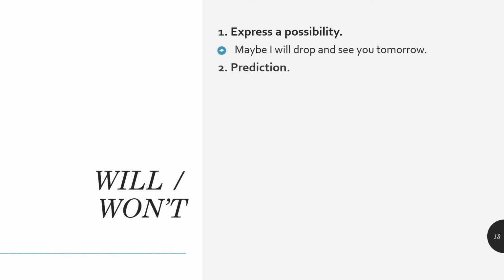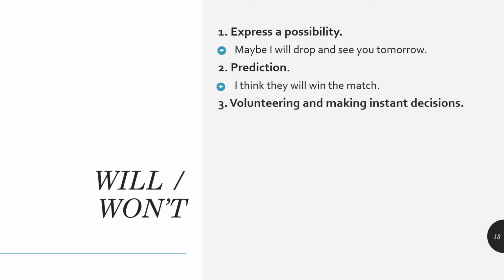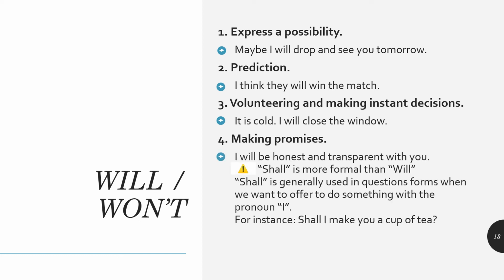Predictions. We use will to make predictions, but the predictions are based on what we think and not on what we know. I think they will win the match. Volunteering and making instant decisions. I will close the window. So the person who is speaking made the decision on the spot, at the moment. We also use it to make promises. I will be honest and transparent with you.